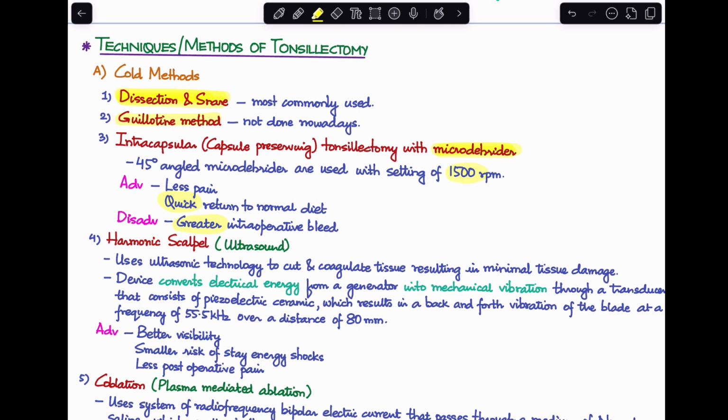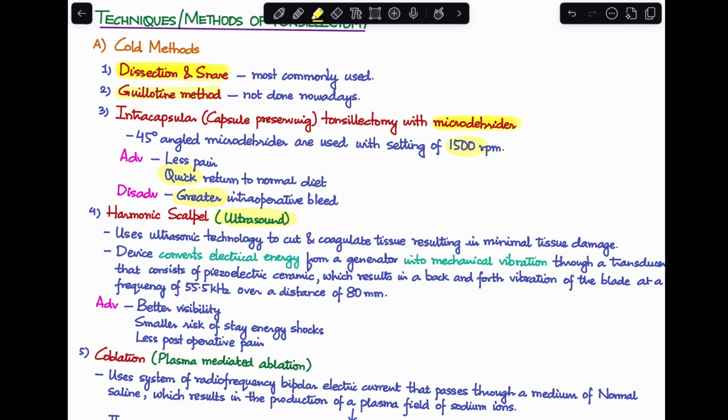Fourth cold method is harmonic scalpel using ultrasound. Now, what is the technique over here? This method uses ultrasonic technology to cut and coagulate the tissue, and that results in very minimal tissue damage. The device basically converts electrical energy from a generator into mechanical vibration through a transducer that consists of piezoelectric ceramic, which results in a very back and forth vibration of the blade, and the frequency at which it vibrates is 55.5 kilohertz over a distance of 80 millimeter.